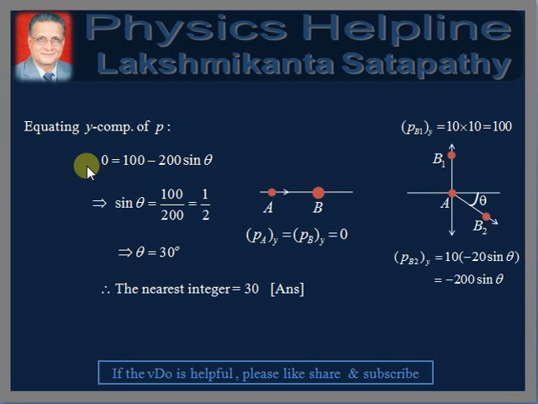This gives 200 sin theta will be equal to 100, or sin theta will be equal to 100 divided by 200, which will be equal to 1 by 2, which implies theta is equal to 30 degrees. Therefore, the nearest integer is 30, which is the answer to the question.